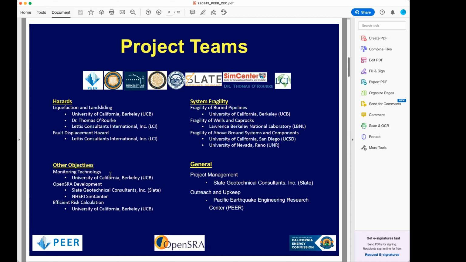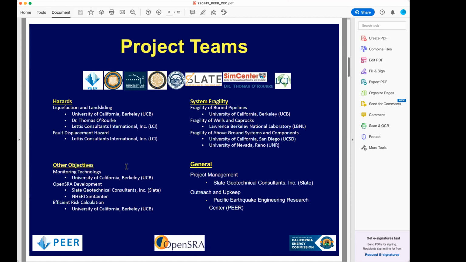We also have a few other components in the system. We are trying to incorporate monitoring technologies where possible, so we have Kenichi Soga advising us on those aspects. OpenSRA development is being handled by SimCenter. Frank McKenna's in the back there. He's been excellent at helping us to guide the software and using some of the tools that SimCenter already had, building upon those capabilities to create OpenSRA. And then Slate, we're doing the back-end analyses.